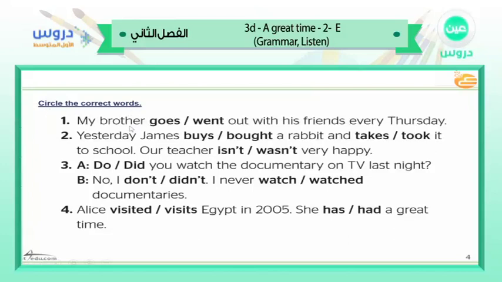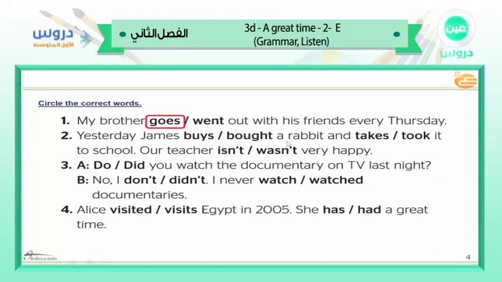Circle the correct words. Number one, my brother goes or went out with his friends every Thursday. So when I say every Thursday, it means every week. So it happens all the time. So what do you think? Should we say goes or went? This is present, not past. Goes, exactly, goes.